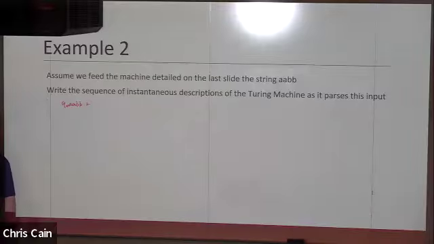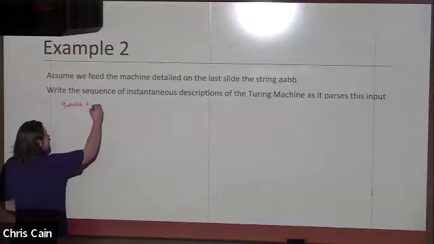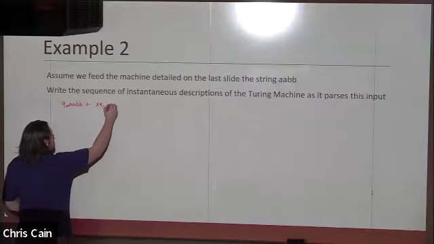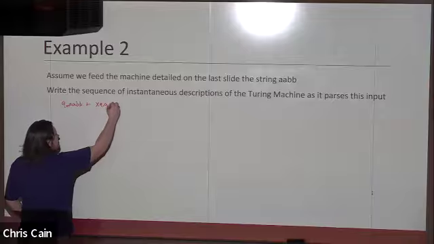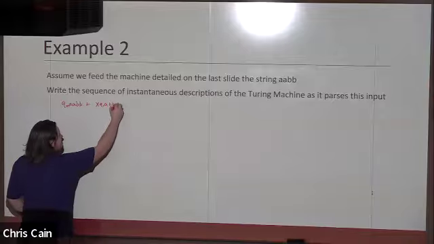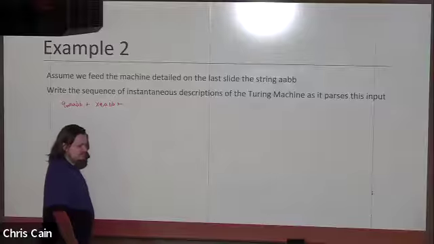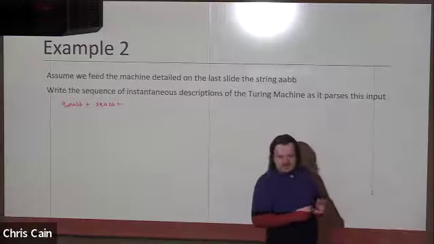What does the first transition do? It converts an A into an X and moves to state Q1. So the next one should be X Q1 ABB. We're not done yet. Gotta continue. Write a few more of these.